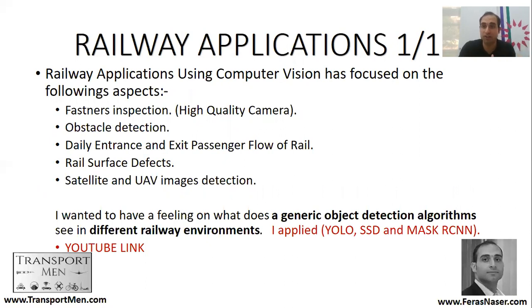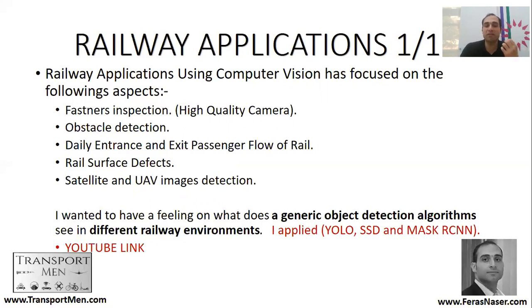So where has computer vision been implemented, and what was the focus? One of the areas of focus was fastener inspection, where a high quality camera takes continuous images of fasteners and tries to detect defects. There was also a focus on obstacle detection. Another area of application was the daily entrance and exit passenger flow of railway stations, rail surface defects, and sometimes satellite and unmanned aerial vehicle image analysis.